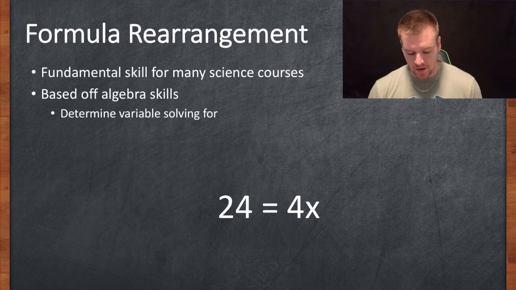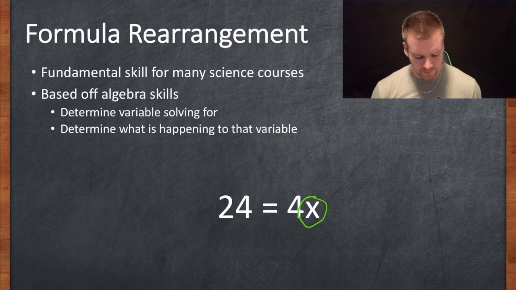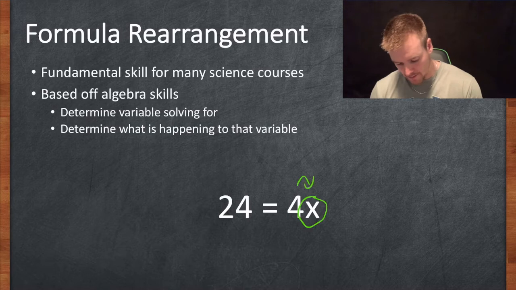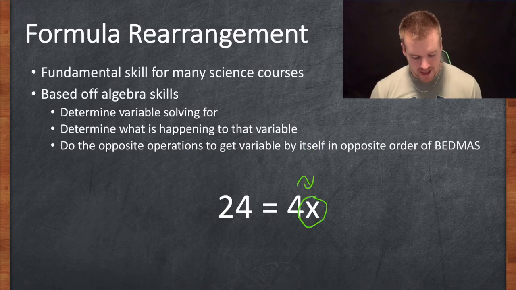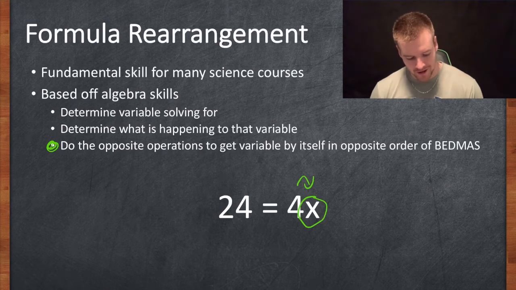So if you had 24 is equal to 4x and you have to solve for x, first you have to determine what variable you're solving for. In this case, there's only one, but I am solving for x. That's your first step. Next, determine what is happening to that variable. In this case, x is being multiplied by 4. Good. Next, do the opposite operation to get the variable by itself, in the opposite order of BEDMAS. That's the confusing one.